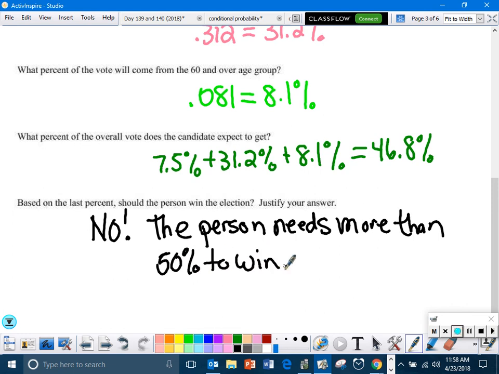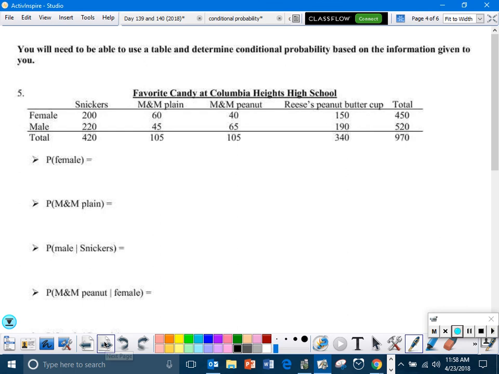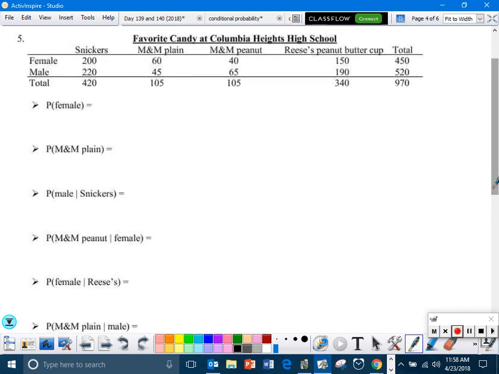And they only got 46.8, so that person did not win. All right, let's keep going. All right, table. Using the table to find some probabilities. So first we're going to make fractions. If you would like to then make them into decimals and percents, that's fine. All right, here we go.